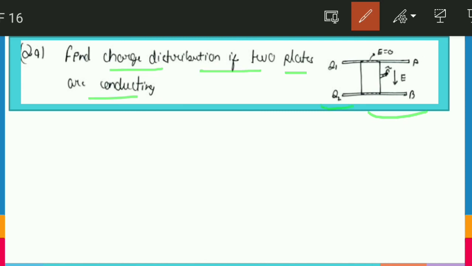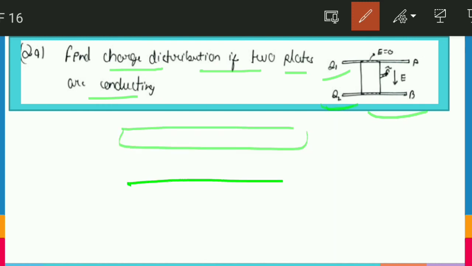So this is our first plate, having Q1 charge. This is the second plate, having Q2 charge. So let's find out what the charge distribution will be. Drawing the figure very correctly, these are our two plates. So friends, it has q1.